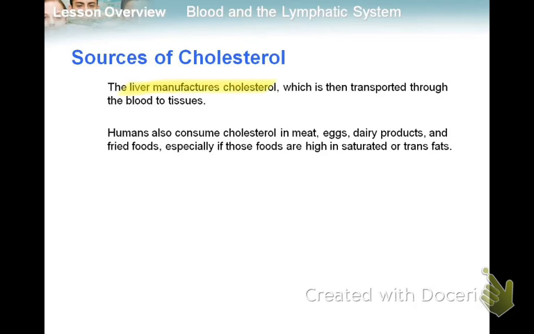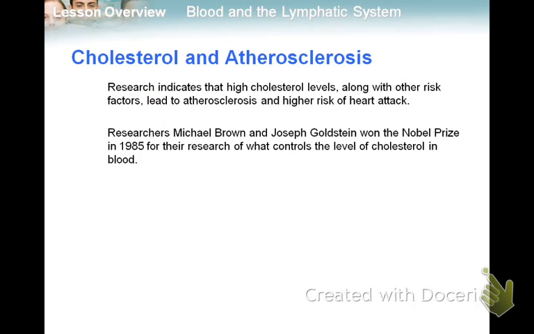The liver manufactures cholesterol, and then it's transported through the blood to tissues. We also consume cholesterol in meat, eggs, dairy products, and fried foods, especially if those foods are high in saturated or trans fats. There's an association that's been made between high cholesterol levels and atherosclerosis, as well as a higher risk for heart attack. A Nobel Prize was given in 1985 to researchers who figured out what controls the levels of cholesterol in the blood.